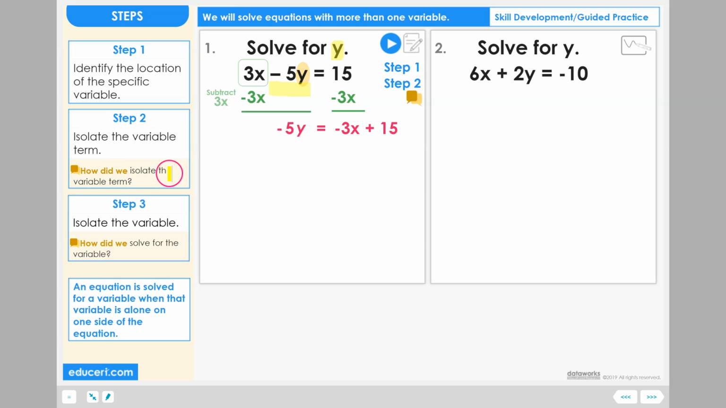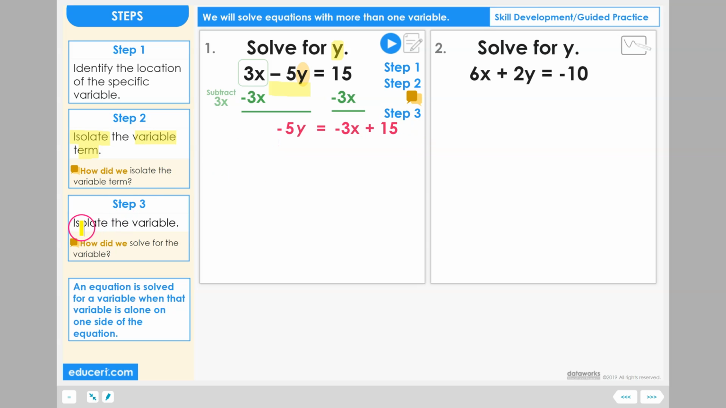How did we isolate the variable term? To isolate the variable term negative 5y, we needed to remove the other term from this side of the equation. We use the additive inverse of subtracting 3x from both sides, and now we have minus 5y all alone on one side of the equation, so we have isolated the term that contains the variable.